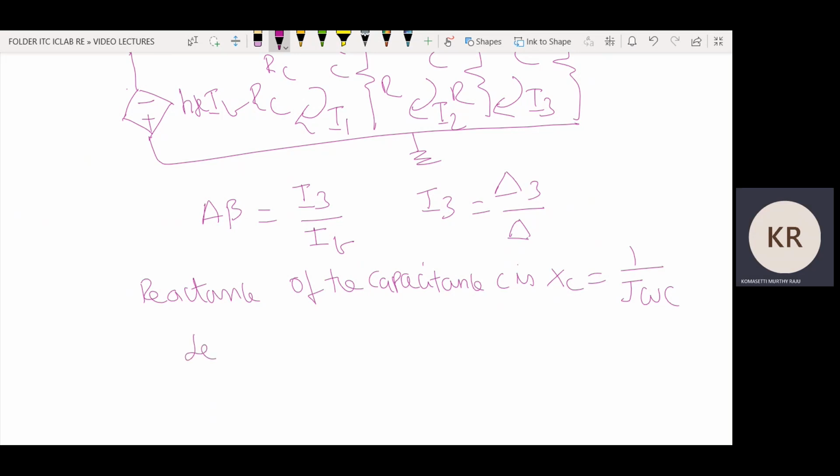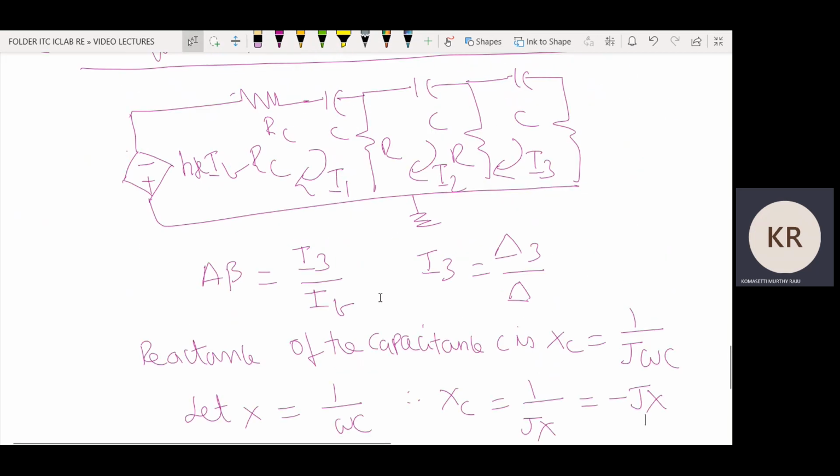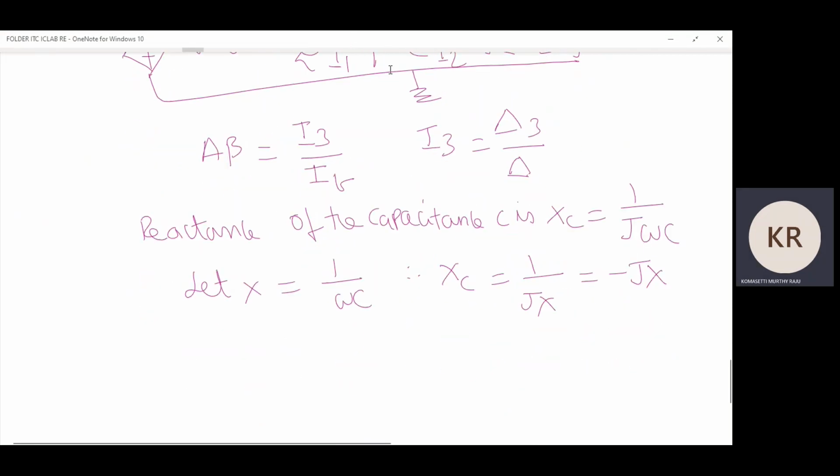Let X is equal to 1 by omega c. Therefore Xc is equal to 1 by jX, that is equal to minus jX. Any capacitor in this above equivalent circuit diagram is replaced with minus jX.